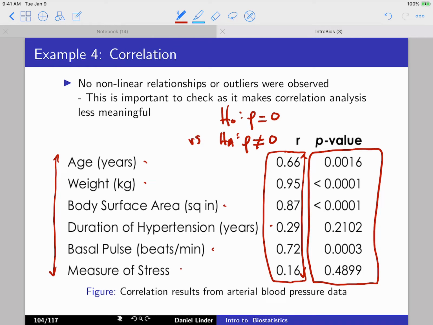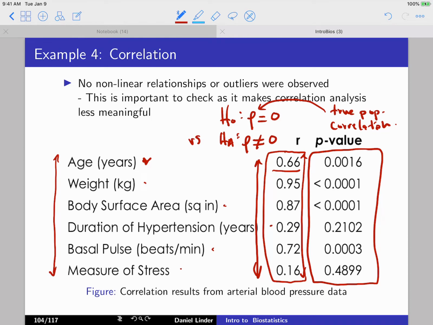So rho here, again, you'll notice this is a Greek letter, is the true population correlation. And these r's that you see here are the estimates that we compute from the data. So if you, for instance, wanted to estimate the true population correlation between, let's say, age and arterial blood pressure, you would take this one. This would be your sample estimate of that quantity.